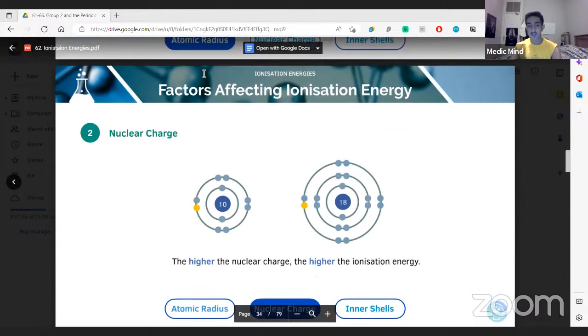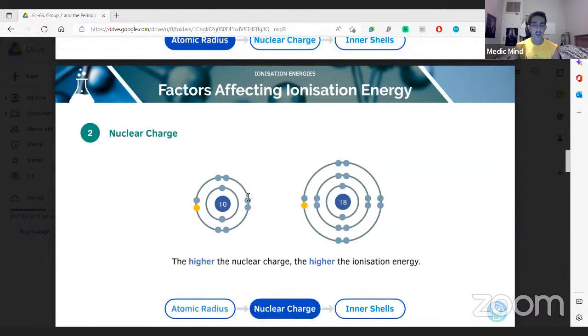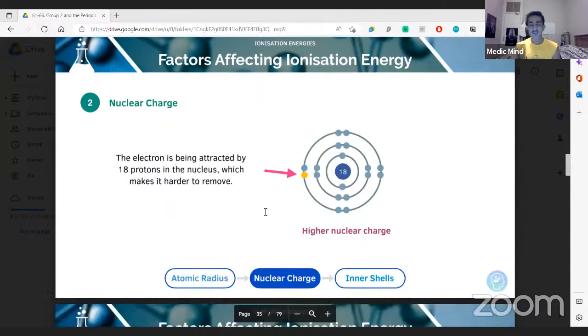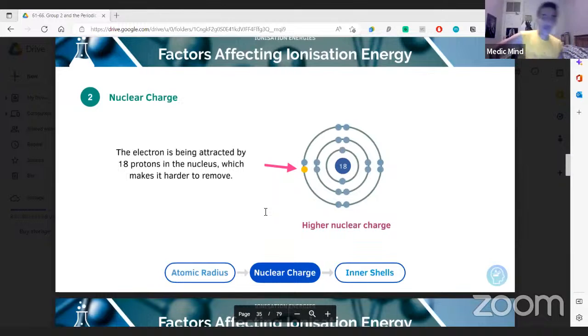Okay, nuclear charge. The higher the nuclear charge, the higher the ionization energy, because there is a greater force of attraction. The nucleus has a greater pull, which means it's pulling on these outer electrons with a much greater force, so it's going to be harder to remove the electron, and therefore it's going to have a higher ionization energy.